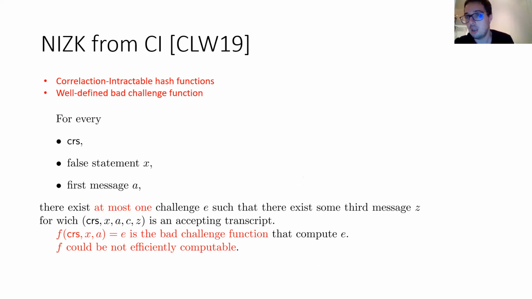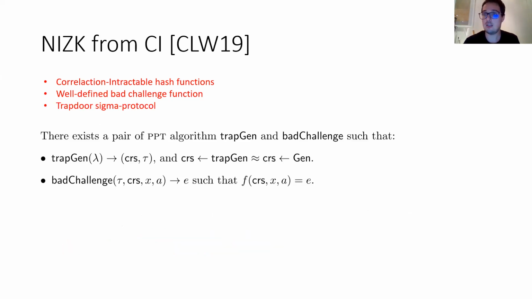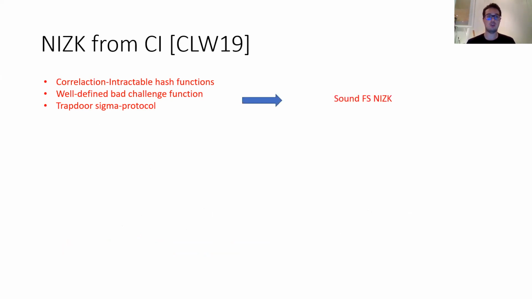We note that even if it's well defined, in general it is not efficiently computable. Such sigma protocols are trapdoor if there exists a pair of probabilistic polynomial time algorithms, TrapGen and BadChallenge, such that TrapGen computes a CRS along with the trapdoor, computationally indistinguishable from an honestly generated one, and BadChallenge uses the trapdoor of the CRS to efficiently compute the bad challenge function. So, from Canetti, Lombardi, and Weeks' work, we know that instantiating the Fiat-Shamir transform with correlation intractable hash functions, and starting from a trapdoor sigma protocol, we obtain a sound NIZK.